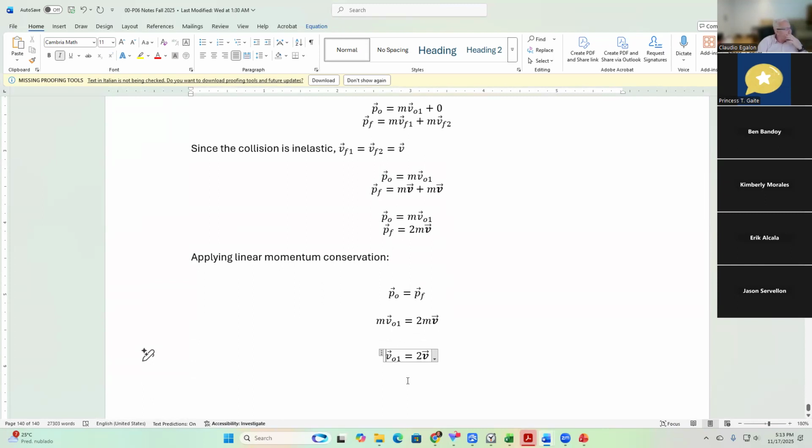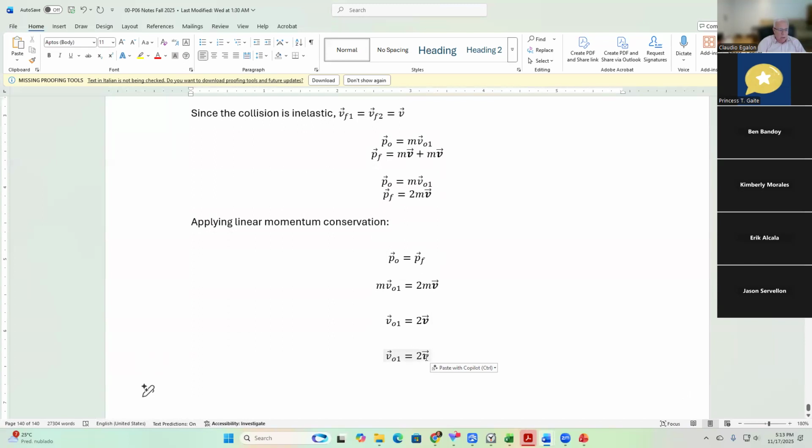And look, let's see what's going on here. We do not know this V, and then we finally get that the final velocity of the system is going to be half of V01. Half of V01. But just by applying this, like I said, this is the simplest example you're going to see.